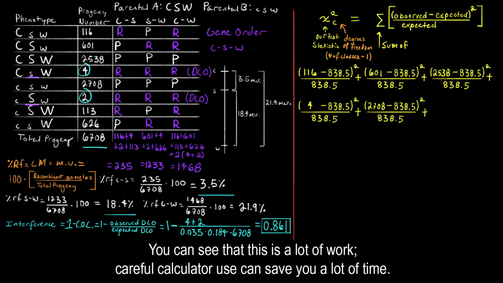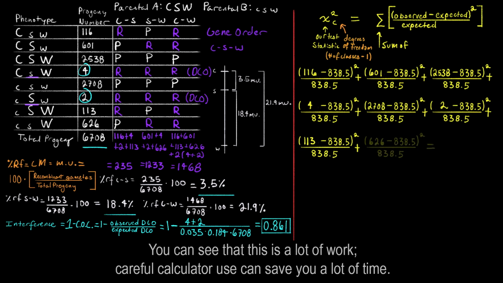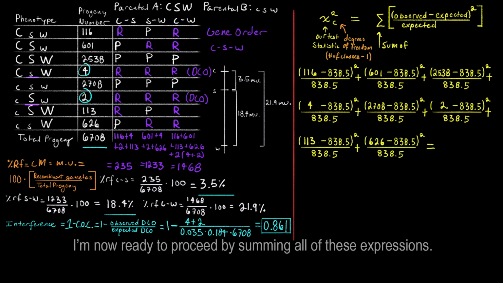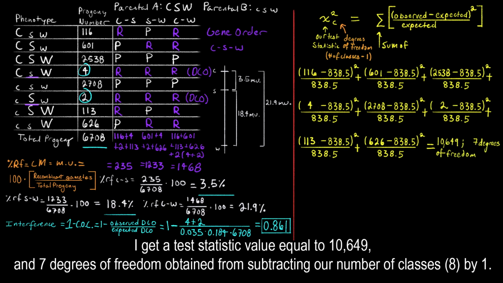You can see that this is a lot of work. Careful calculator use can save you a lot of time. I'm now ready to proceed by summing all these expressions. I get a test statistic value equal to 10,649 and 7 degrees of freedom obtained from subtracting 1 from our number of classes, 8.